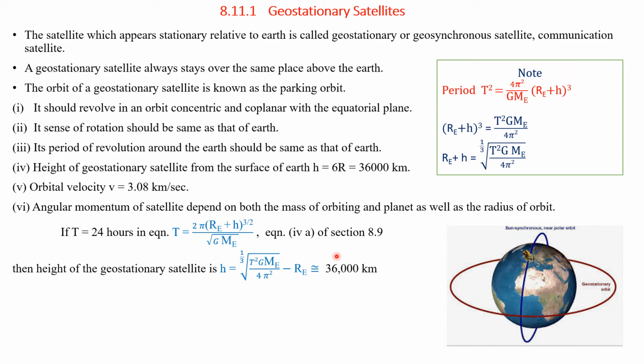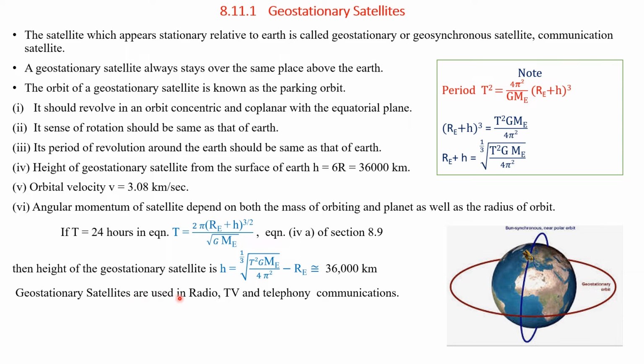given in the note, which is also given in the previous section 8.9. The height of a geostationary satellite in such a case is given by, rearranging the value for evaluating h, we get h is equal to the cube root of T square G Me divided by 4π square, minus Re. This term Re is also taken on the right hand side. That is equal to 36,000 kilometers.